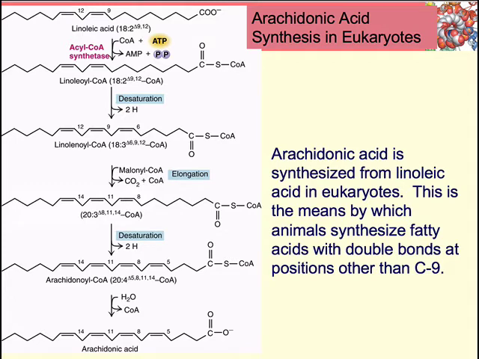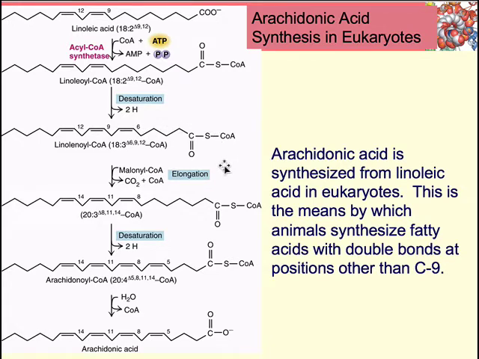The formation of additional double bonds in eukaryotes looks like this. Arachidonic acid is synthesized from linoleic acid. In the first step, linoleic acid is converted to a linoleoyl coenzyme A by an acyl-CoA synthetase, which consumes an ATP and produces an AMP and pyrophosphate. And of course, the pyrophosphate hydrolysis drives this reaction forward. So the CoA ester is formed, and then desaturation occurs, removal of a pair of electrons to form a double bond, producing a linolenoyl CoA with the double bonds at the 6, 9, and 12 positions.